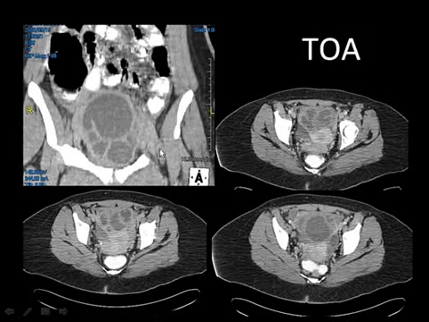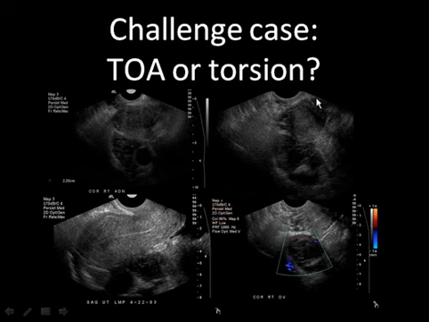This is the CT scan in the same patient. We see a complex cystic mass that is extending from each adnexa into the midline, indistinguishable from the ovaries in this patient with tubo-ovarian abscess.